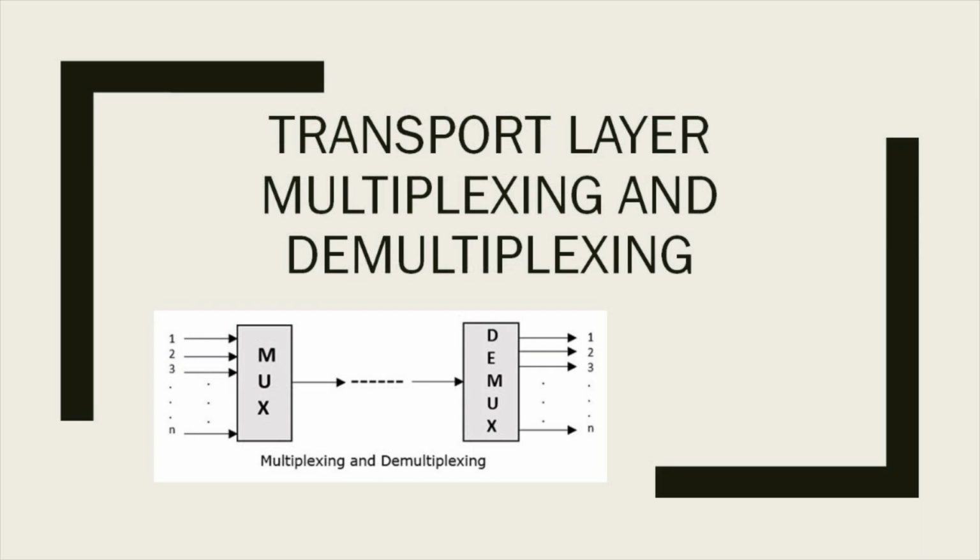The next topic is transport layer multiplexing and demultiplexing. Multiplexing is like packing different messages into one big box for sending them over the internet. It's like putting all your friends' letters into one envelope to save on postage. Whereas demultiplexing is when the receiver opens the big box and separates each message to give it to the right person. This way, lots of applications can share the same internet connection without getting mixed up. It's like sorting out a big pile of mail and making sure that each letter goes to the right address.